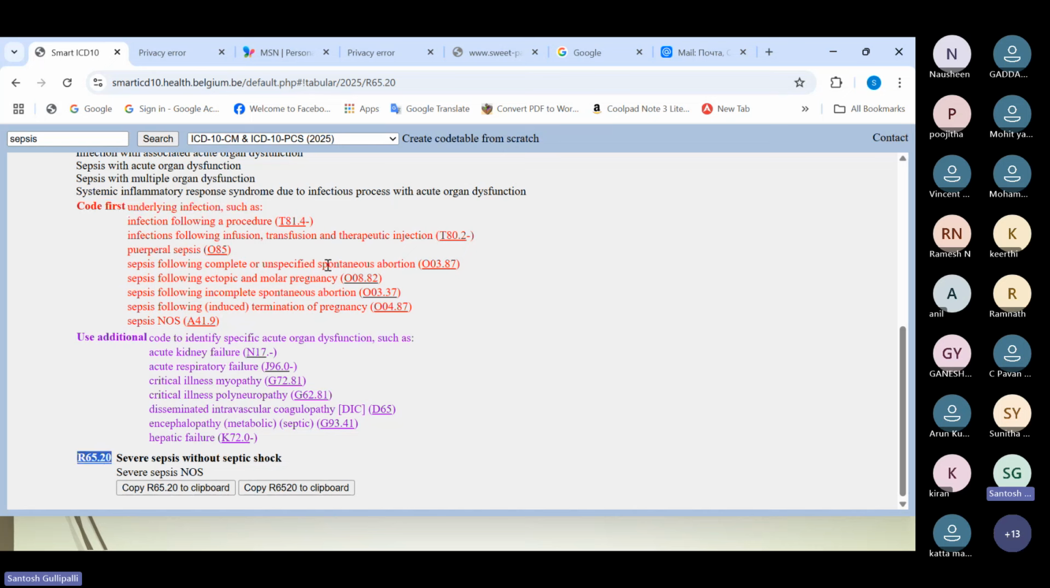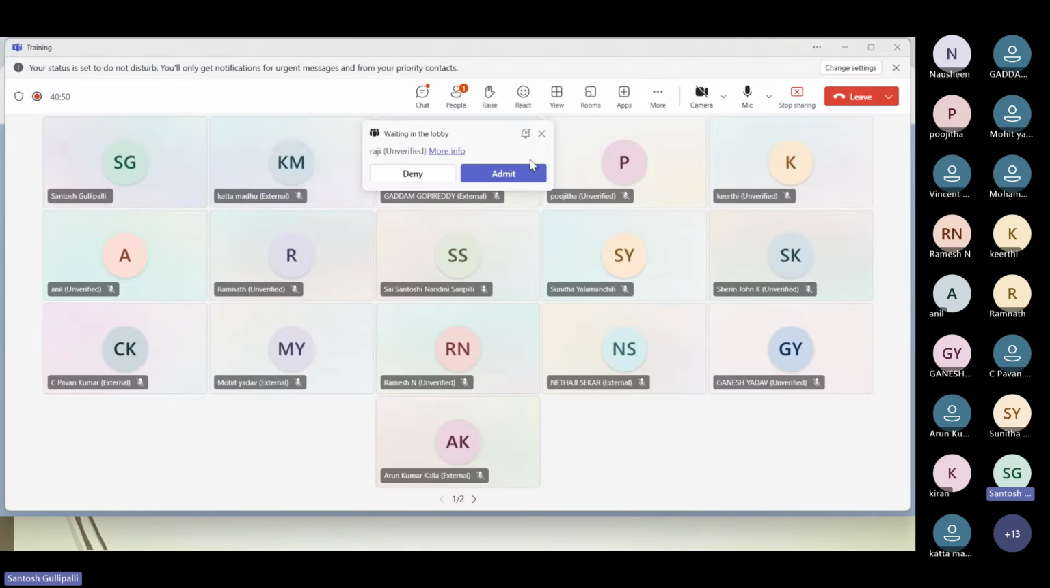Infection following a procedure is a complication, guys. In ICD-10-CM, we will discuss the postoperative complication topic as the final topic, at the end of the class, in detail. What is meant by complication? What are the types of complication? What is intraoperative complication? What is postoperative complication? We will discuss it in detail.